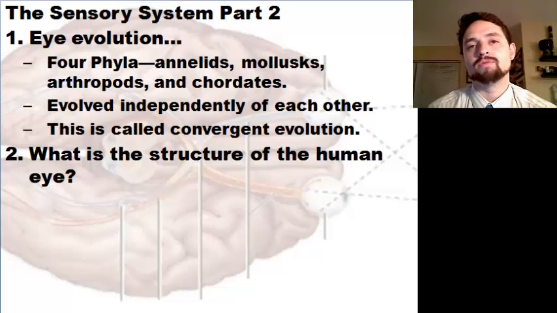This is the sensory system part 2, concerned mainly with eye vision. How do we perceive what we see, which is evolutionarily one of the things that separates us from a lot of organisms that we find in nature.